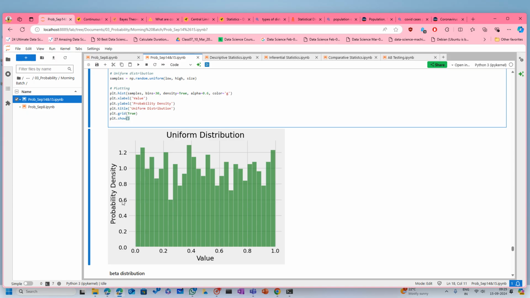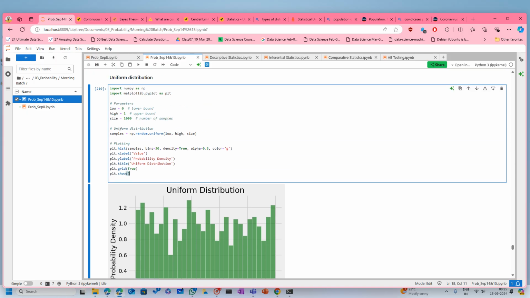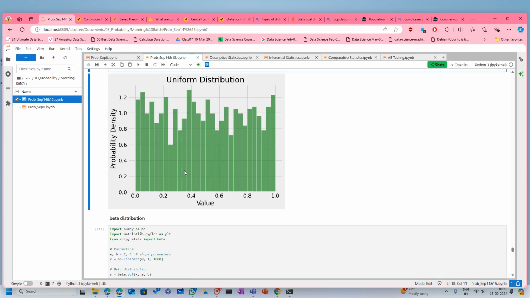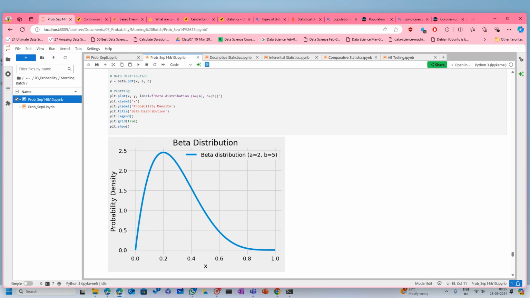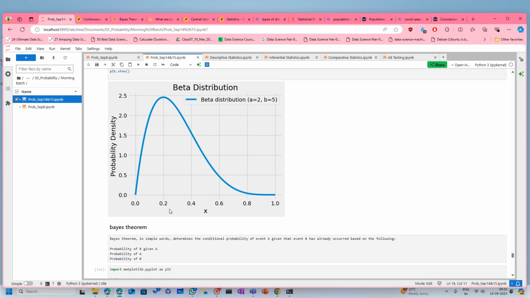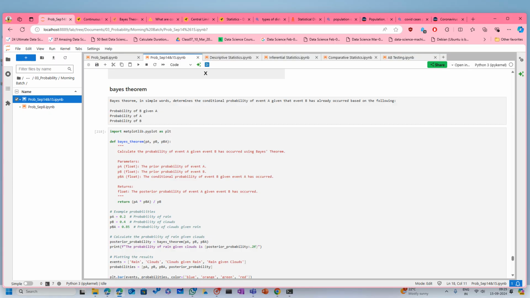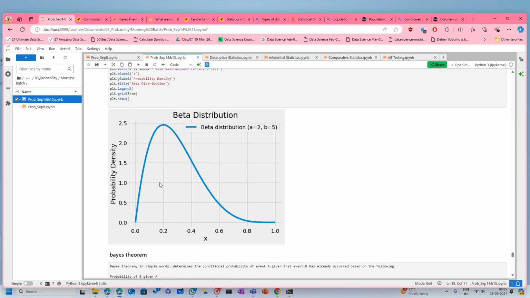Here they have plotted probability density. You may get values also, or you may get the frequency also. This is what the uniform distribution looks like. Again, ignore the beta distribution. The beta distribution is a variant of the chi-square distribution. Pretty much that's it.